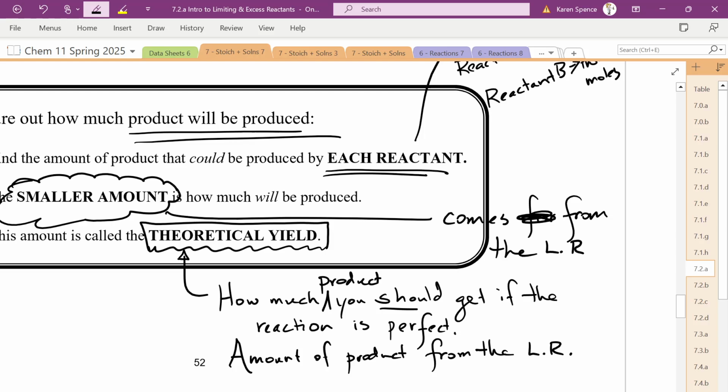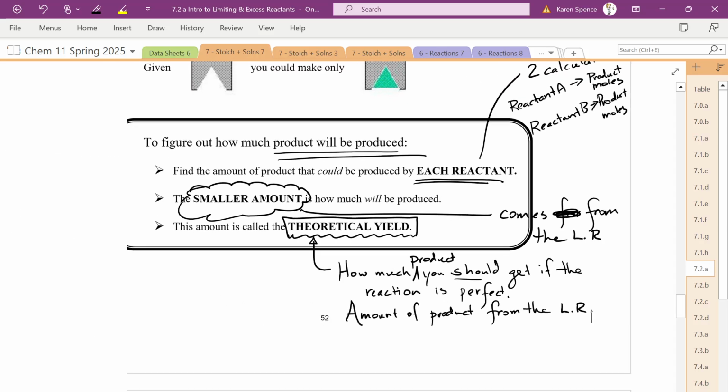Now, the reason we have a theoretical yield is later on we're going to say, oh, somebody actually did the experiment in real life, and instead of getting the theoretical 10 grams, they only got 8 grams because, you know, real life isn't perfect. And if you get only 8 grams when you should have gotten 10 grams, you have an 80% yield. Okay, but we're not there yet, but I'm just telling you why we have a theoretical yield. All right.